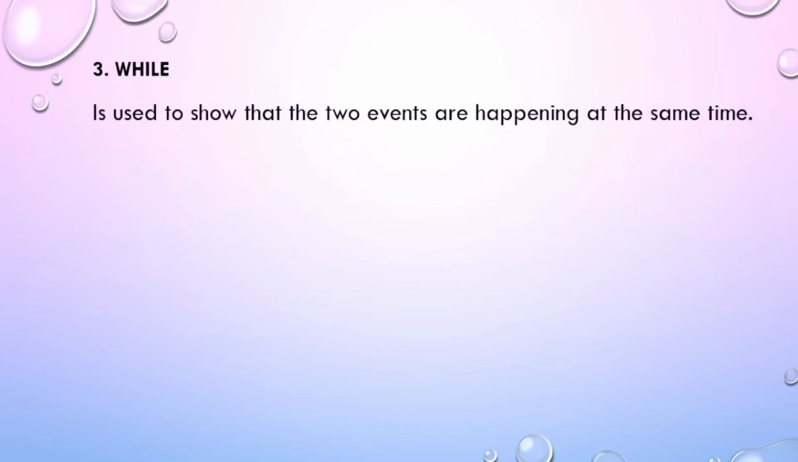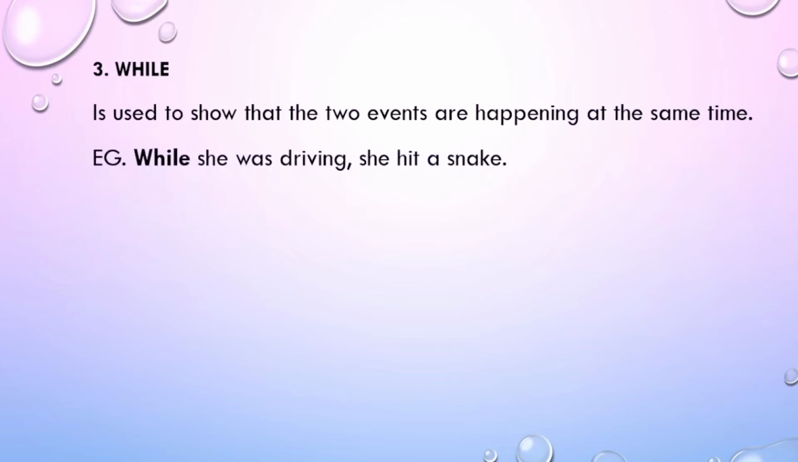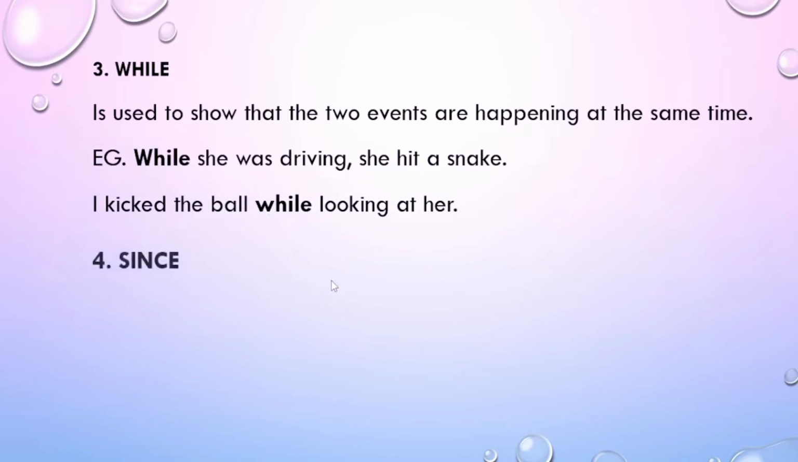We go to the next one, which is while. While is used to show that the two events are happening at the same time. For example, while she was driving, she hit a snake. At the same time, driving and hitting a snake, these two events happen at the same time. I kicked the ball while looking at her. So, as you can see, the comma rule is still applying here.